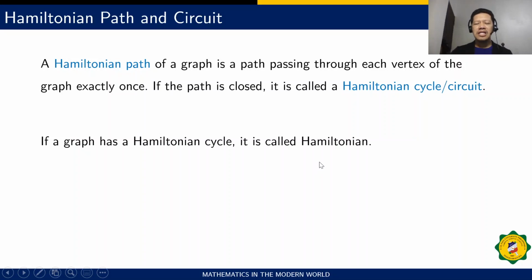So if you can still recall the difference of this with that of Euler path or Euler circuit, what we consider in the Euler path or circuit is the edges that we're going to pass through exactly once. While for Hamiltonian, it should be the vertices that you should pass through exactly once. Okay, so you need to pass through the vertices exactly once.